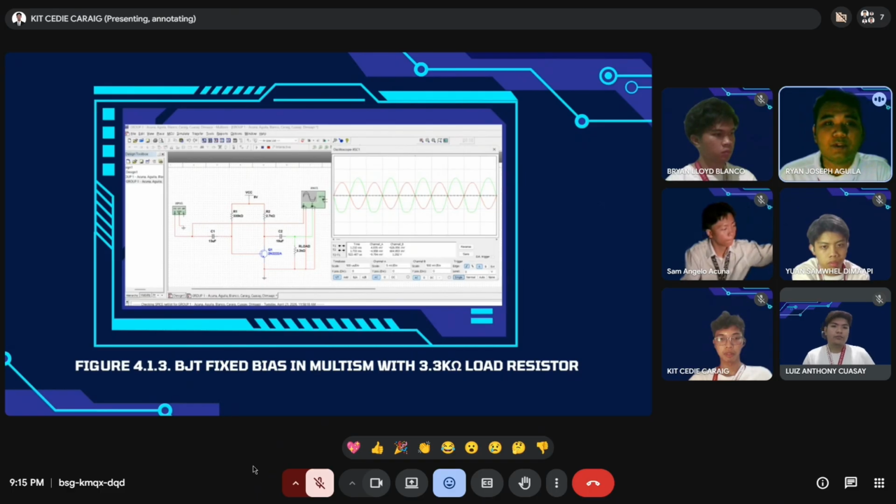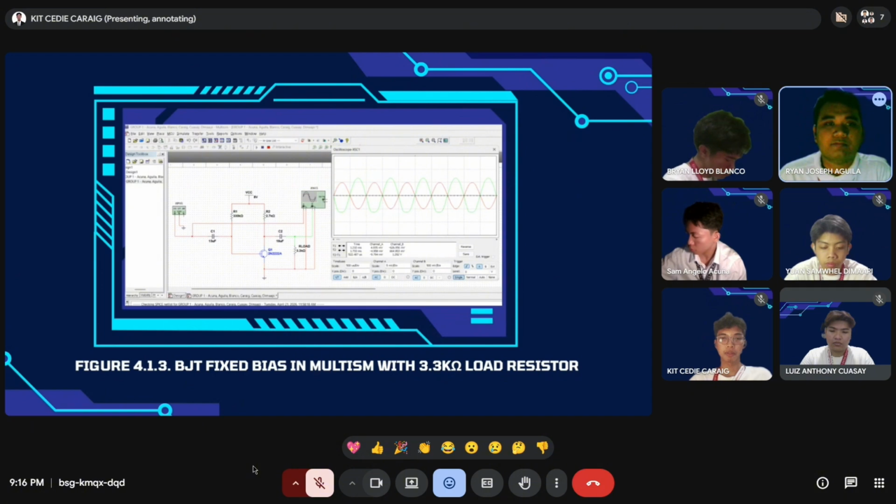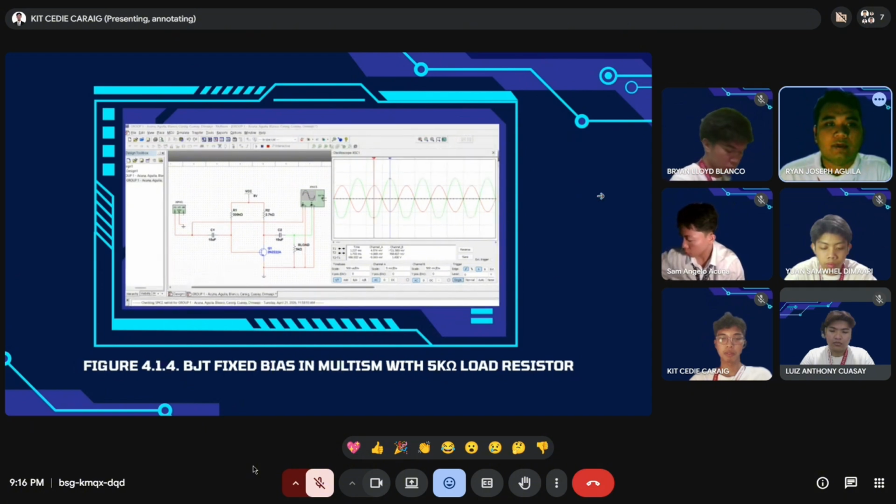And now in figure 4.1.3, a 3.3 kilo ohm load resistor is used. The input is approximately 4.98 millivolts, and the output rises to about 1.52 volts on the oscilloscope, giving a gain of around 305. Next slide, please. And for figure 4.1.4, a 5 kilo ohm load resistor is used.